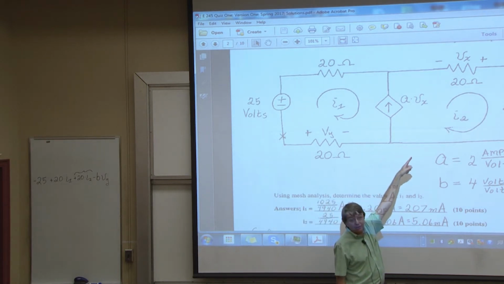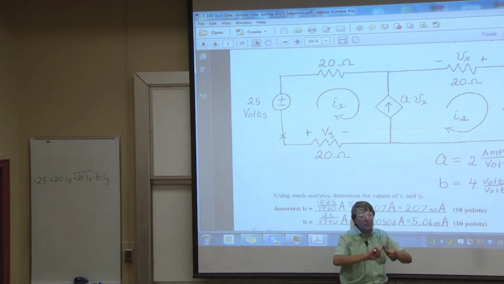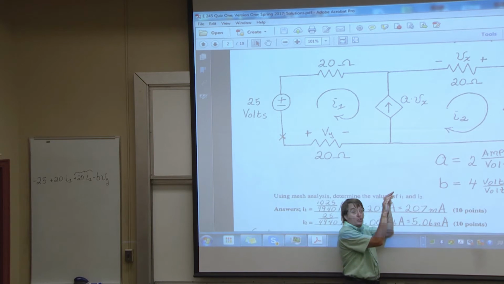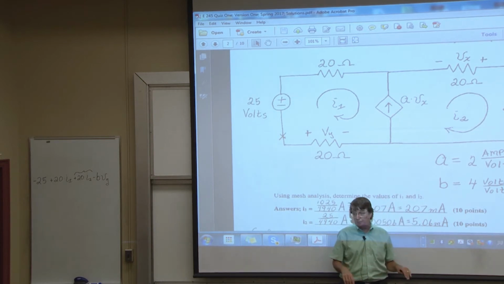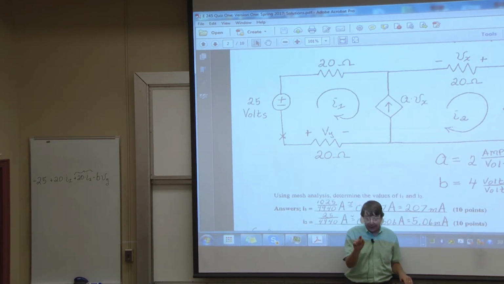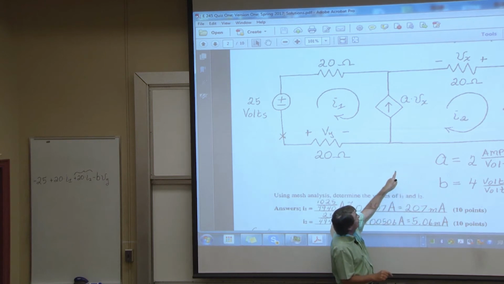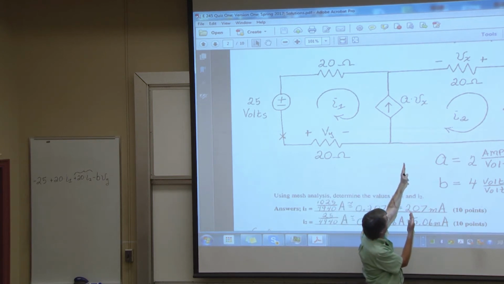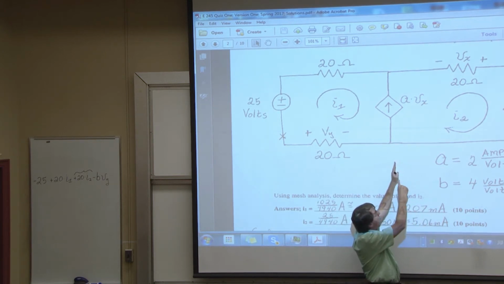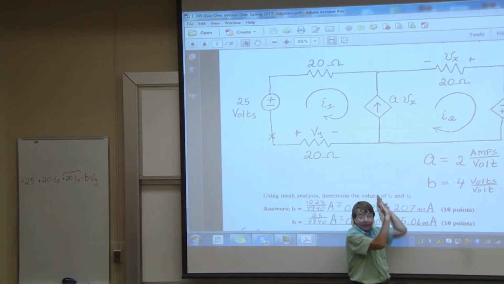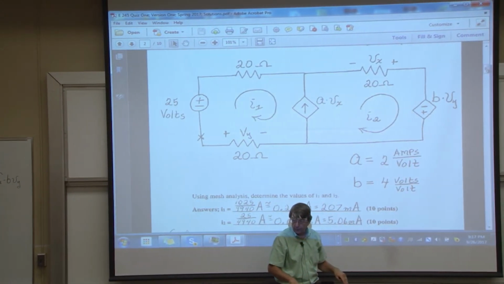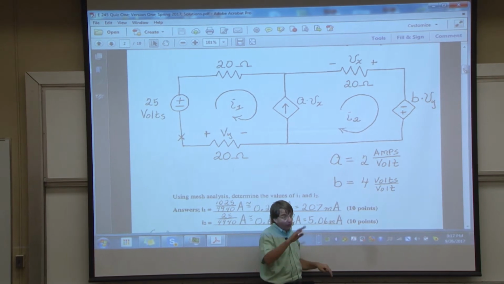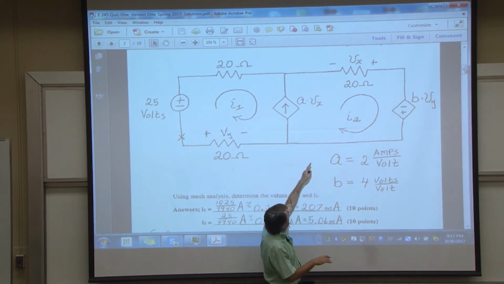Minus Vx. But it is not minus 20 I2. The current always enters the positive end of the resistor. So if I'm looking at it, the current is going in on the left, so it becomes I2 times 20. That's the direction I'm going in. Now, if you didn't want to do that, you could replace that by saying minus Vx.